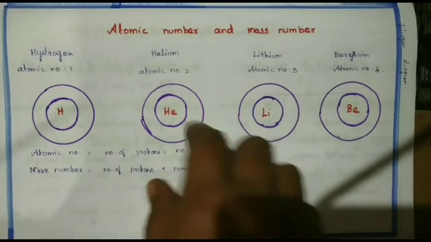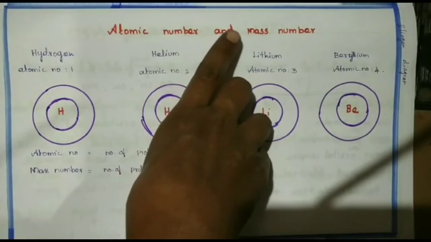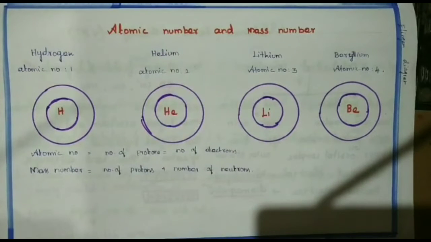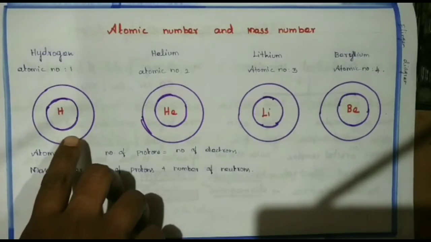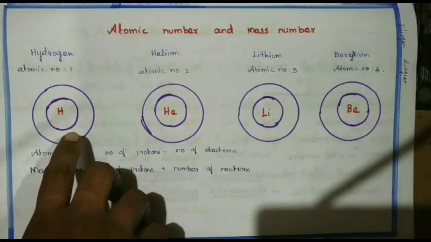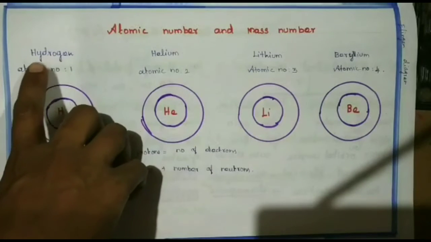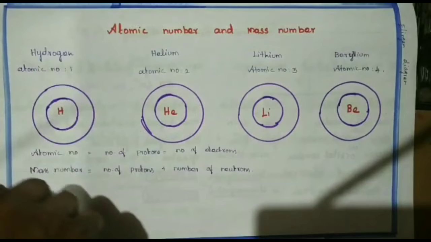Today we are going to learn atomic number and mass number. Okay, what is atomic number? Atomic number means the number of protons or the number of electrons present in the element. Okay, first of all, the example is hydrogen. So atomic number is 1.